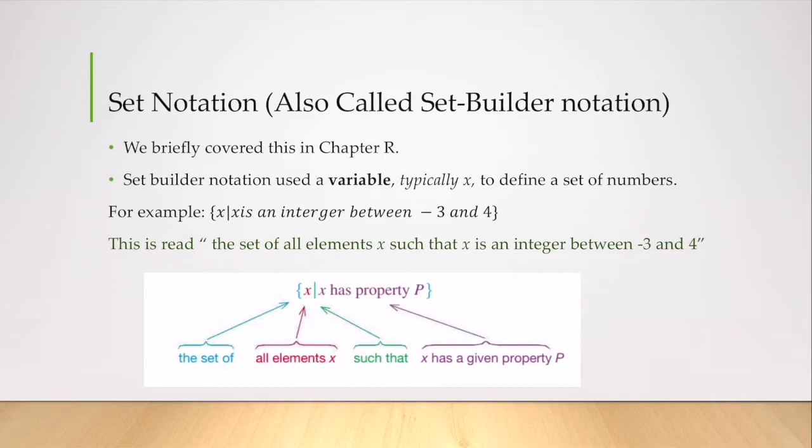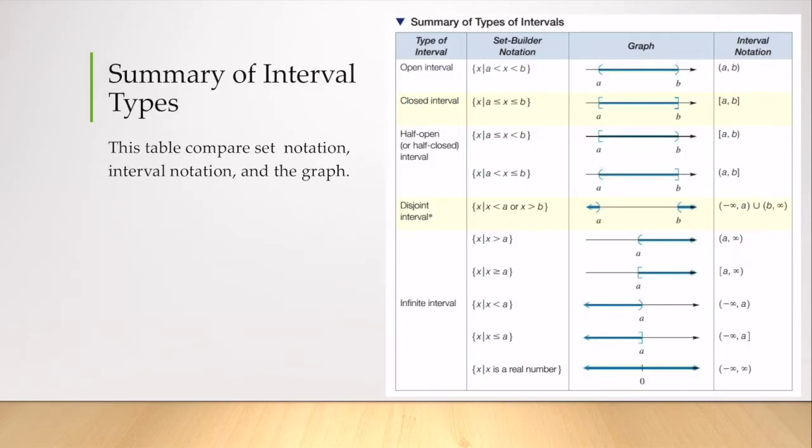Set notation, which we covered briefly in chapter R, also called set builder notation, is used to define a set as well. For example, x is an integer between negative 3 and 4. This is the set of all numbers x such that, remember this vertical bar means such that, x is an integer between negative 3 and 4. So here's a brief summary comparison of all the interval types, be it an open interval, a closed interval, and intervals to infinity. You want to go ahead and pause and take a look at all these different types real quick. We're going to go over examples for most of these.